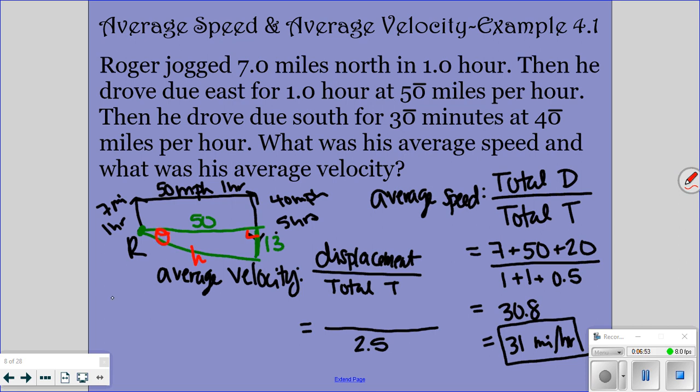And so we need to know what is the hypotenuse and what is our theta. So we're going to do hypotenuse squared is 50 squared plus 13 squared. And so your hypotenuse should be 51.66. And then your angle, you're going to do tangent of theta equals 13 over 50.